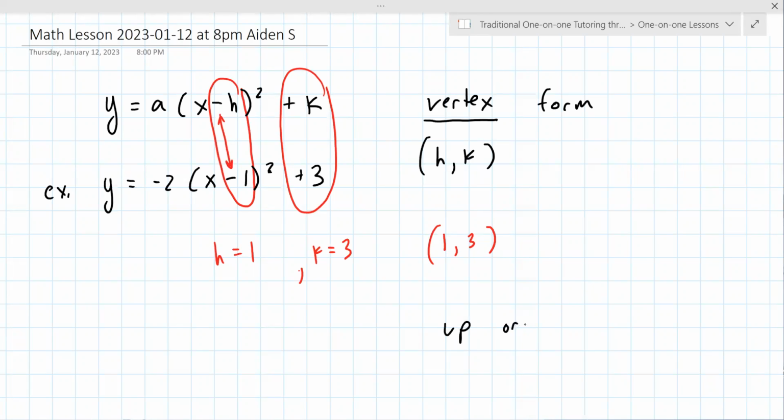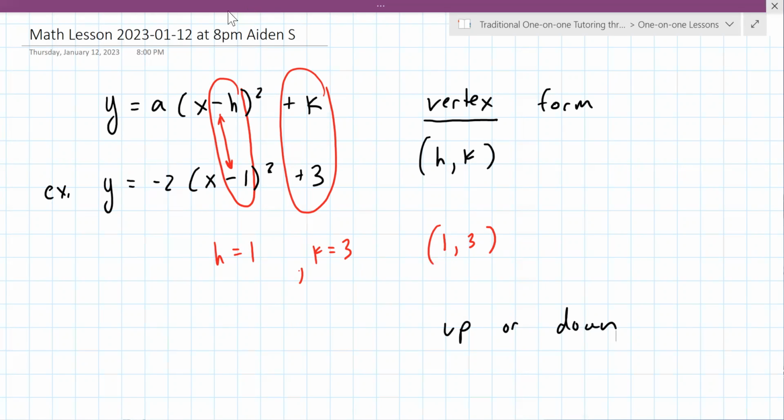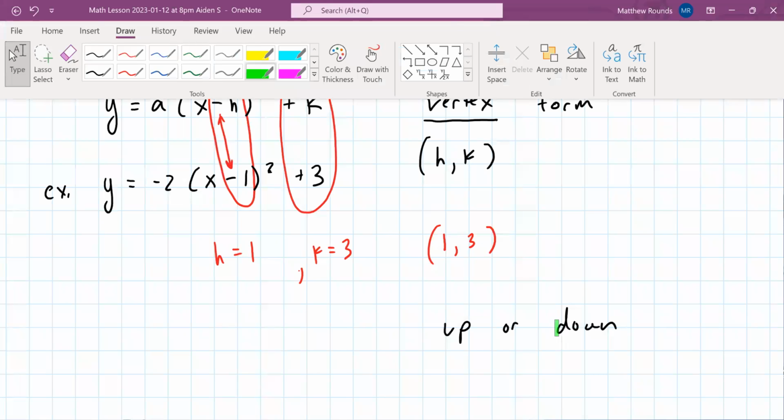Up or down? Up. I'm sorry? Up. I feel like you're guessing. Do you remember which number you look at? Oh no. Down. It opens down, and it's because of this number out in front. I was looking at the h and k. Yeah, these actually have no bearing on whether it opens up or down. So this one absolutely opens down.